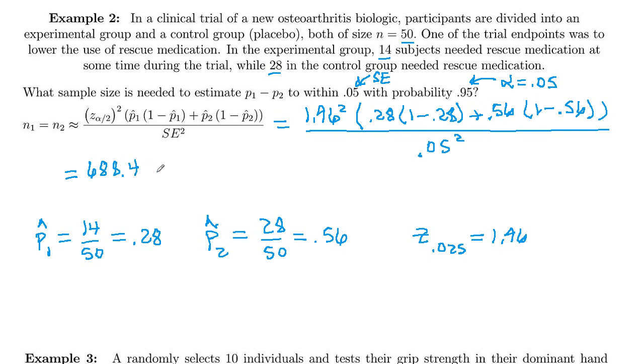And we always round sample size up, so this will go up to 689. So 689 in each of the experimental group and the control group. And that'll be enough to push this difference in proportions down below 5%, 0.05.